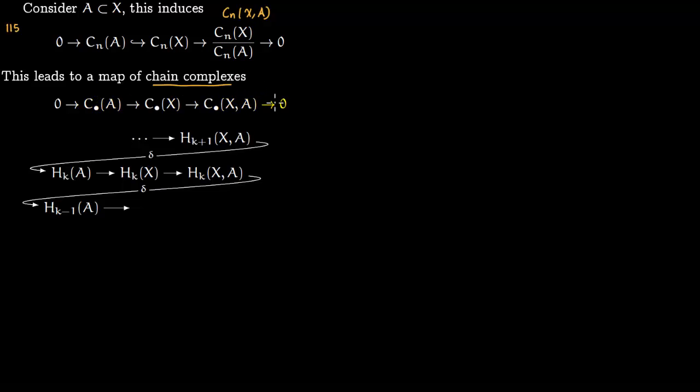Now if you have such a short exact sequence of chain complexes, then you obviously have a long exact sequence of homology groups. So you have H_{k+1}(X, A) goes to H_k(A), to H_k(X), to H_k(X, A), then the index decreases, H_{k-1}(A), and so on. So this is assumed to be known.